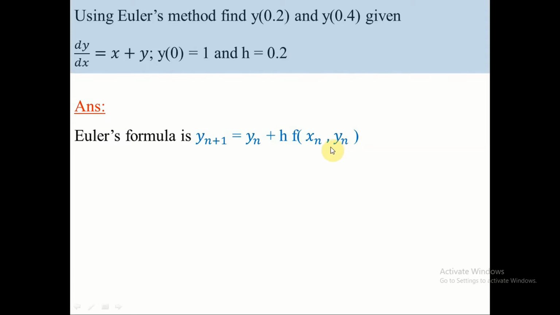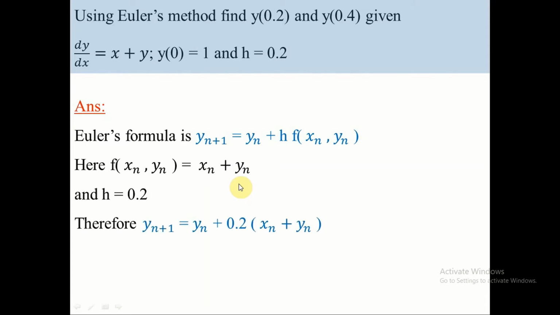Now before we write any other step, we need to check whether the left hand side of the given differential equation contains only dy by dx. In the given equation, there is only one term on the left hand side, that is dy by dx. So we can write the next step. f of xn, yn equals xn plus yn. We get xn plus yn just by taking subscript n on the right hand side of this equation. Here h equals 0.2. So substituting h equal to 0.2 and f of xn, yn equal to xn plus yn, we get yn plus 1 equal to yn plus 0.2 into xn plus yn.